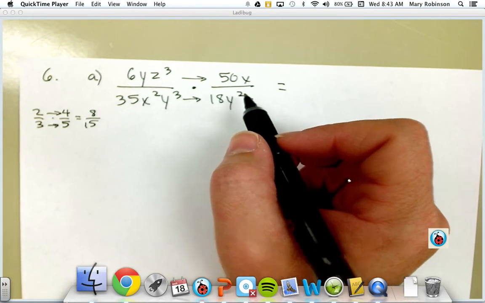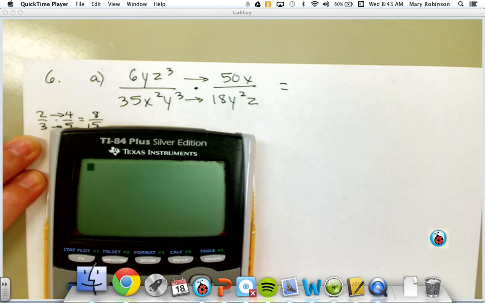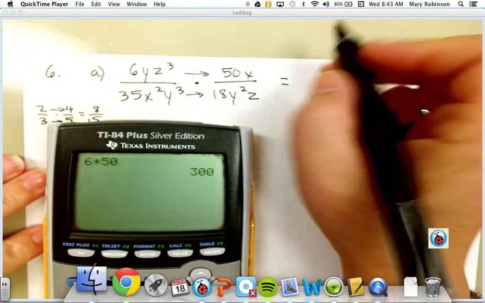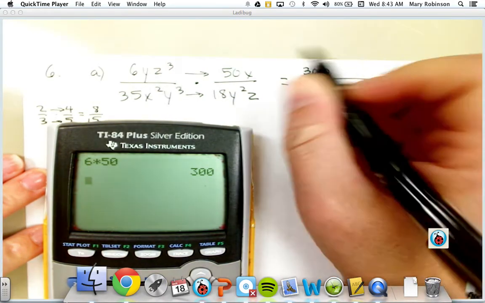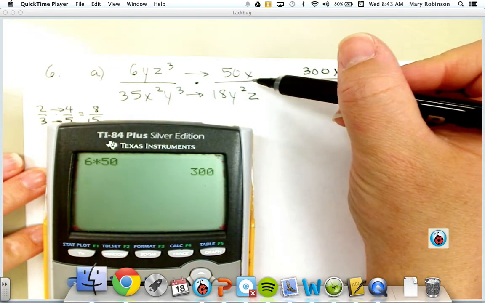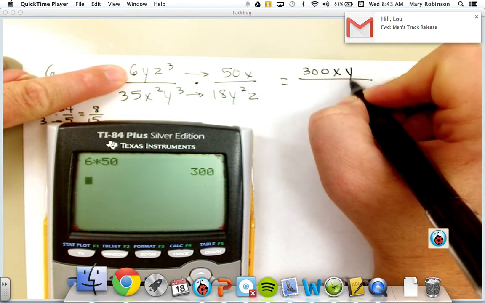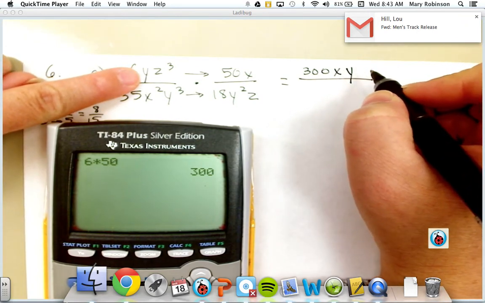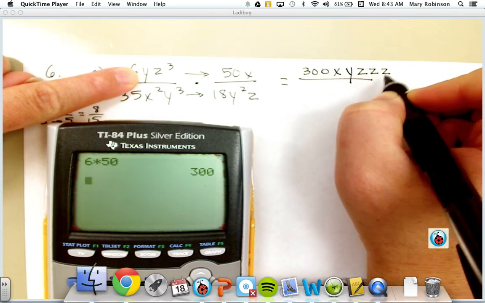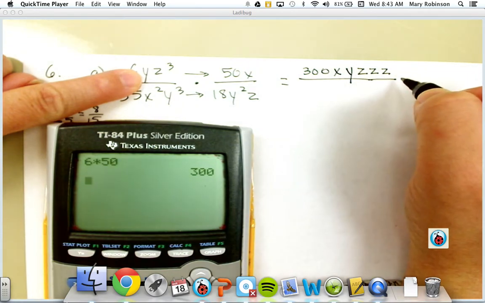6 times 5, and I'm going to do exactly what I would do if I were you on the calculator. Alright, so 6 times 50, rather, not 5. 6 times 50 is 300. And then you're going to list all of your variables. And if you had a repeating variable, you would want to remember to add your exponents. But we have one x, we have one y, and if I have anything with the exponent higher than 1, I'm going to write out the variable that many times. So if I have z cubed, I'll write out z times z times z.